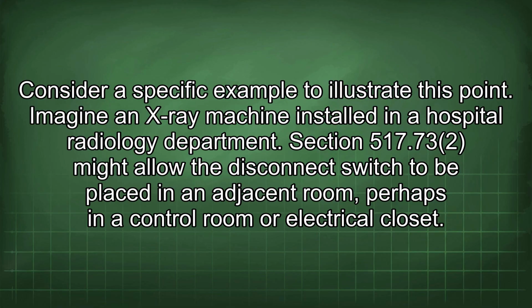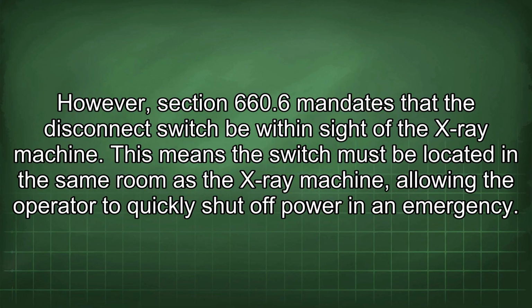Section 517.73 might allow the disconnect switch to be placed in an adjacent room, perhaps in a control room or electrical closet. However, Section 660.6 mandates that the disconnect switch be within sight of the X-ray machine. This means the switch must be located in the same room as the X-ray machine, allowing the operator to quickly shut off power in an emergency.